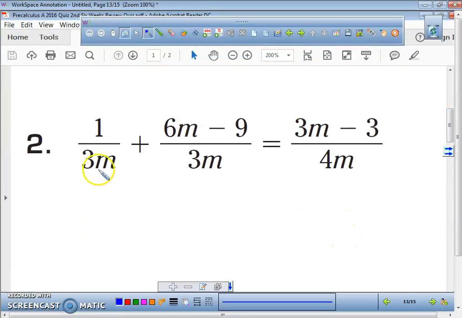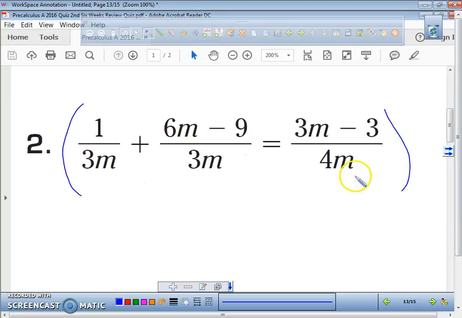Oh, man, we've got a 3m and we have a 4m, and I want to eliminate all the m's. So I have to find what's known as the least common multiple between a 3m and a 4m. Ryan, you think you got it? Yes. What do you think? 12. Close. 9. No. 12 is right. 12m. Very good.